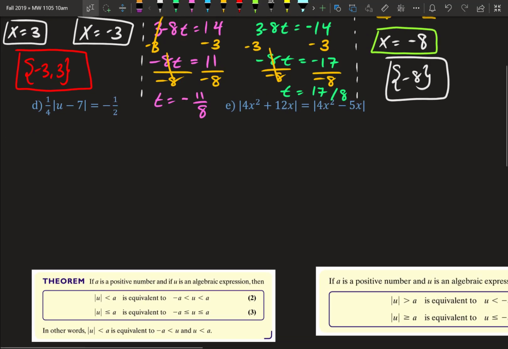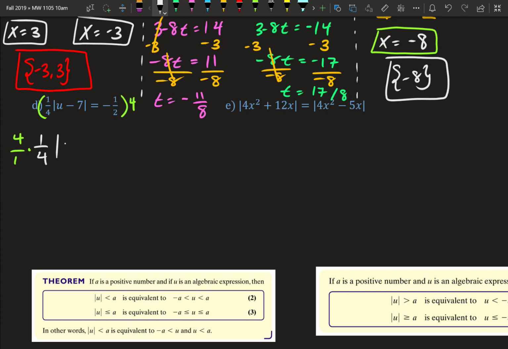Alrighty, part D. So part D, let's look at it. Let's see where is the variable. Alright, so when we pay attention and look at it, we see the variable is inside the bars. So since it's inside the bars, we're going to need to do some splitting up. But before we do some splitting up, let's pay attention. Is the absolute value by itself? It's not by itself. It has that 1/4 in front of it. So since it has that 1/4 in front of it, we want to go ahead and get rid of it. And the way we're going to get rid of it is to multiply everything by 4.